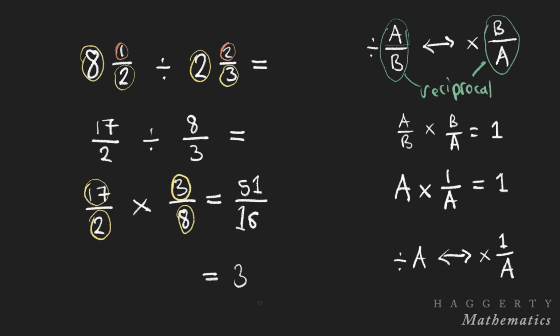Because 16 times 3 is 48. And then we get a remainder of 3. And that remainder goes on top of the fractional part, 16. And that right there is our final answer. 3 and 3 sixteenths.